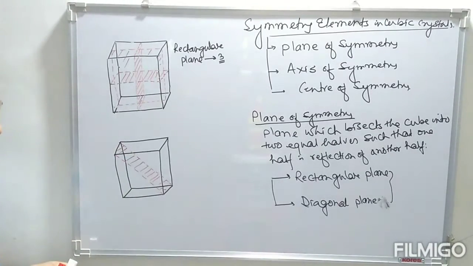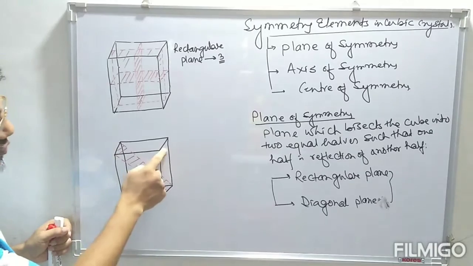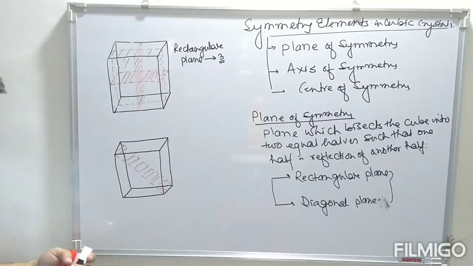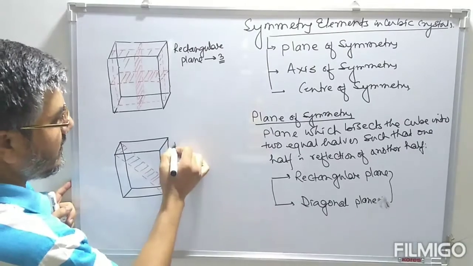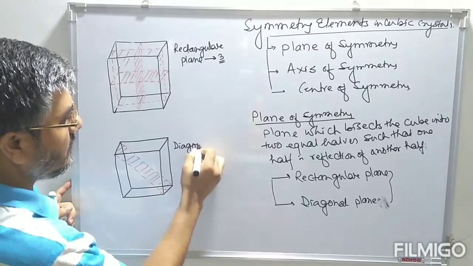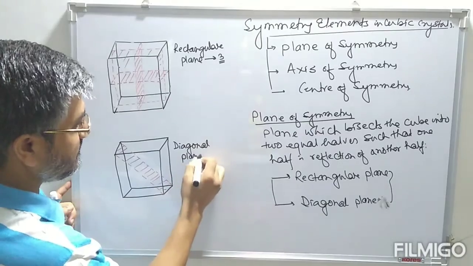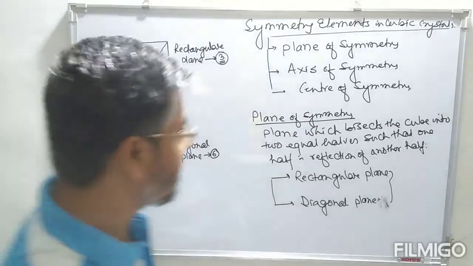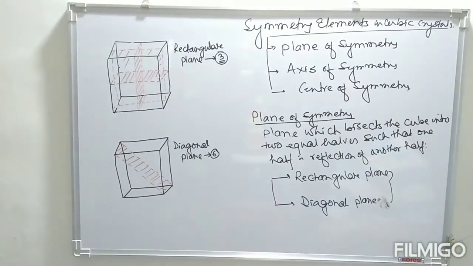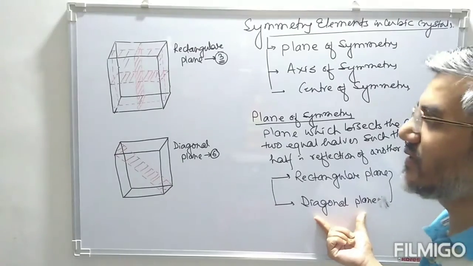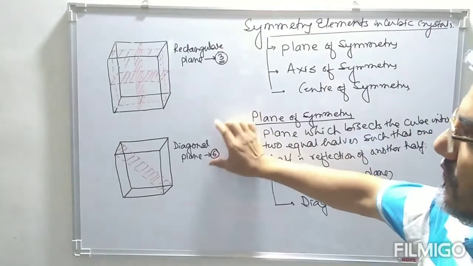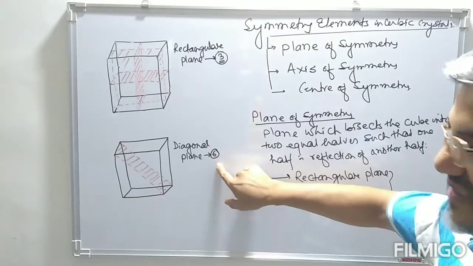So total how many planes are there? 1, 2, 3, 4, 5 and 6. So in a perfect cube, there are 3 rectangular planes and there are 6 diagonal planes. When we consider planes of symmetry in a perfect cube, we have rectangular planes and diagonal planes. The number of rectangular planes is 3 and the number of diagonal planes in a perfect cube is 6.